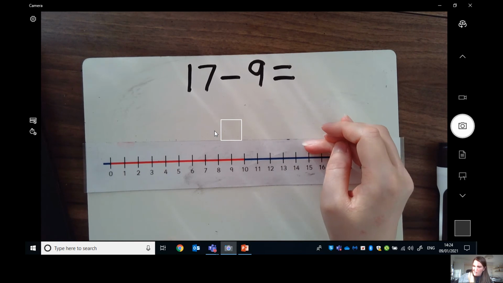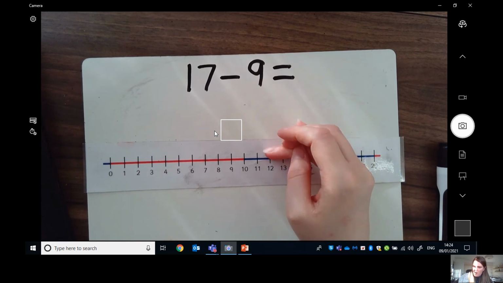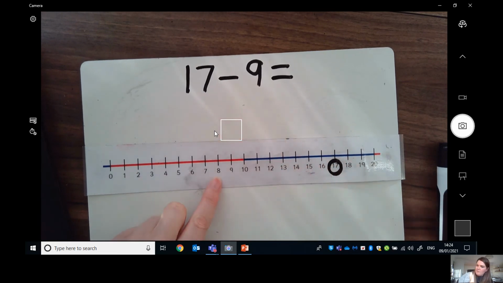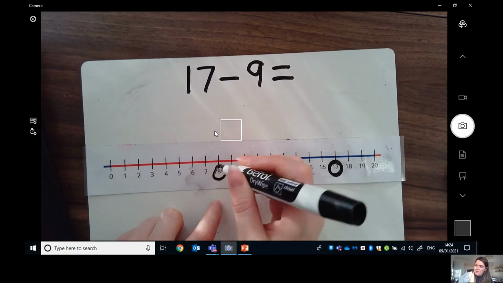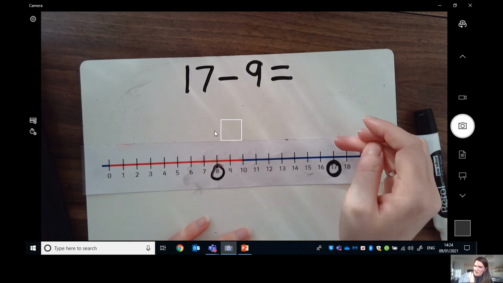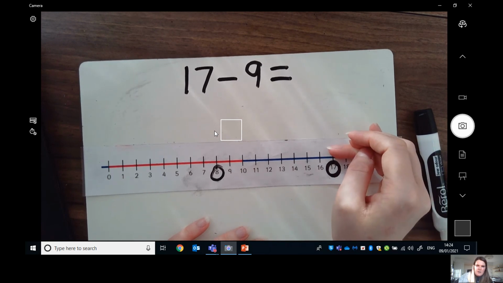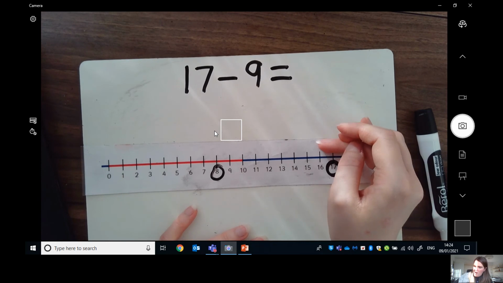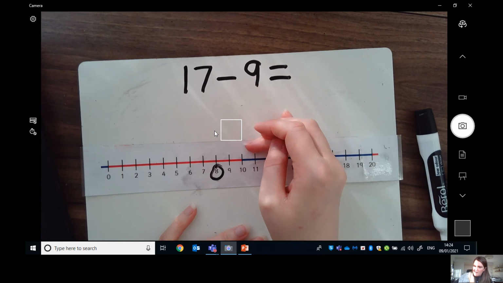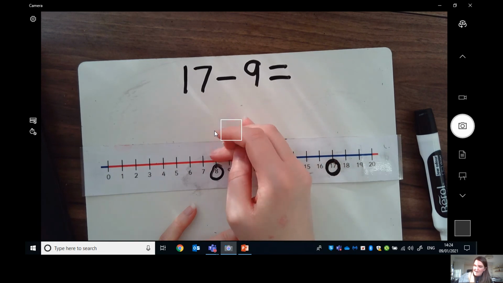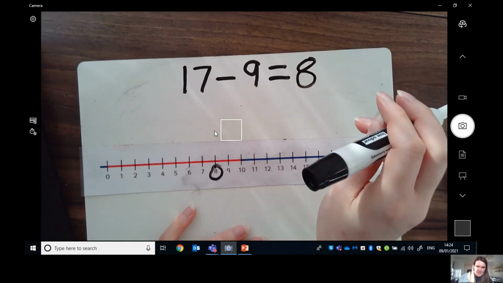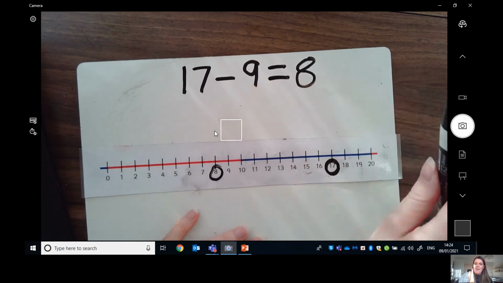1, 2, 3, 4, 5, 6, 7, 8, 9. Very good, guys. We've got 8. That sounds a bit more like it. Let's see if we can double check our answer. How many jumps should it be? 9. Okay, let's double check. 1, 2, 3, 4, 5, 6, 7, 8, 9. 17 minus 9 is 8.